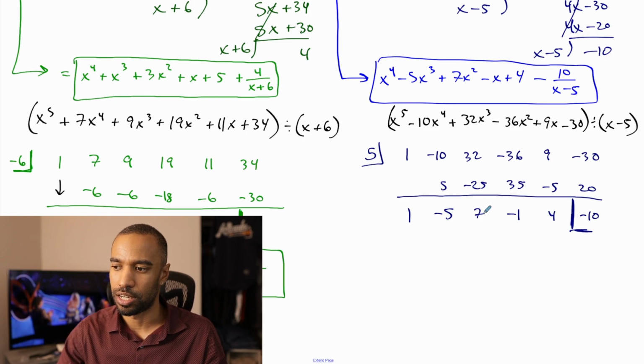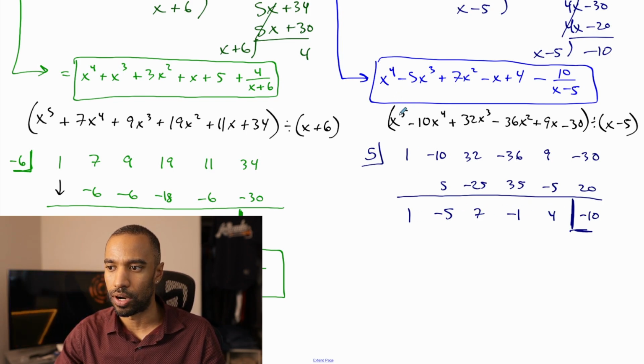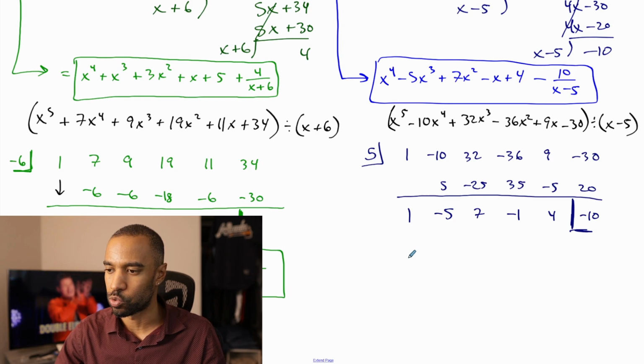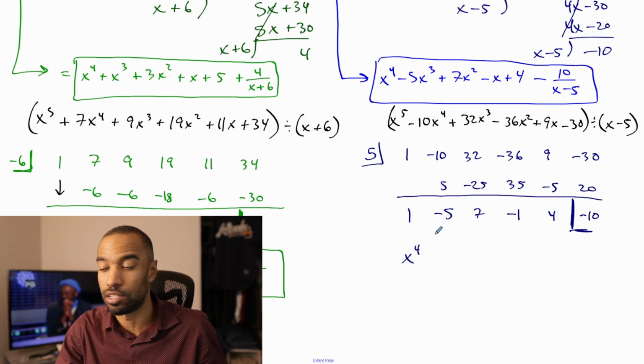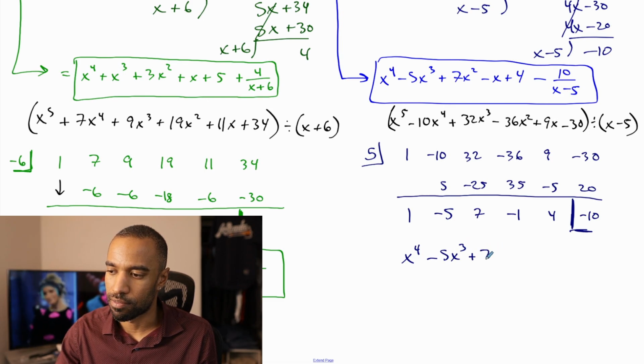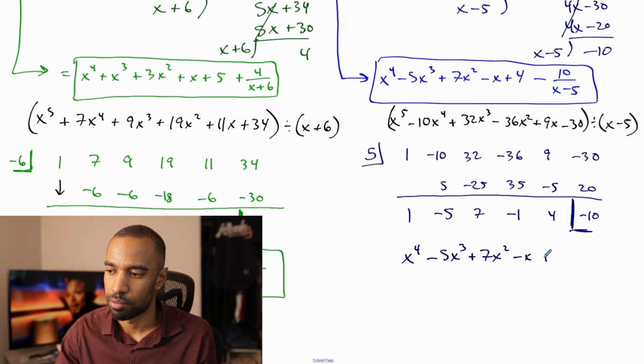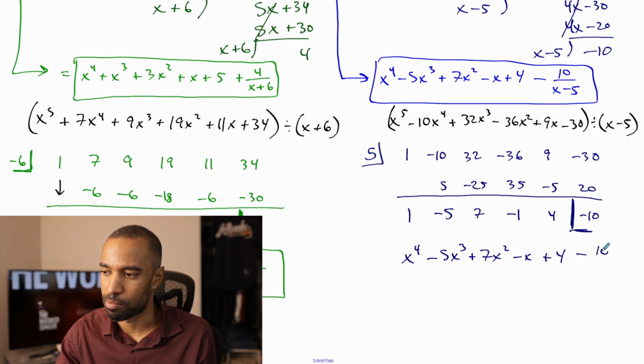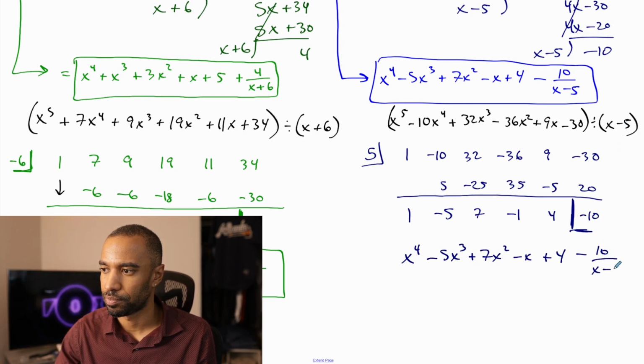Here's our constant, linear, quadratic, cubic, quartic. We were at x to the fifth. Now we're at x to the fourth as we divided by a power of x. So x to the fourth minus 5x cubed plus 7x squared minus x plus 4. A remainder of negative 10 is minus 10 over x minus 5.